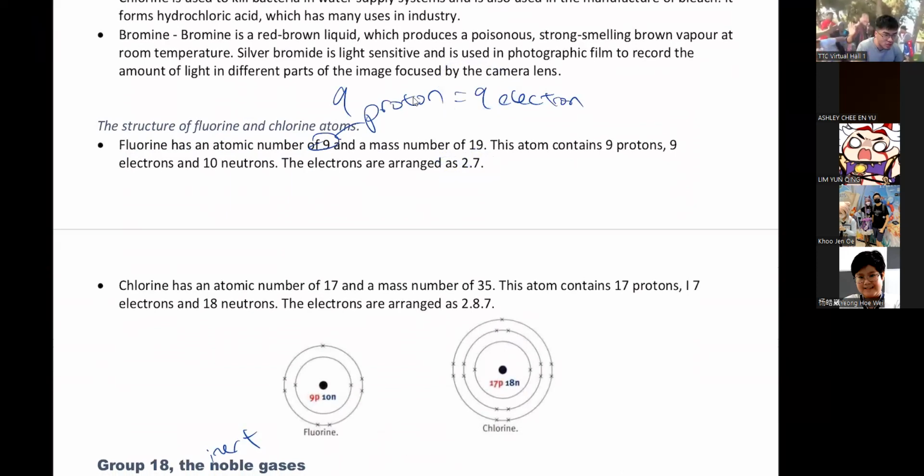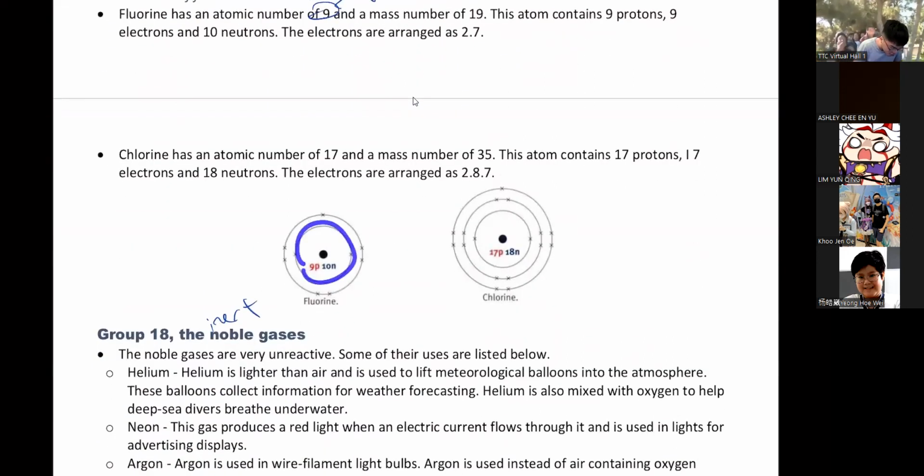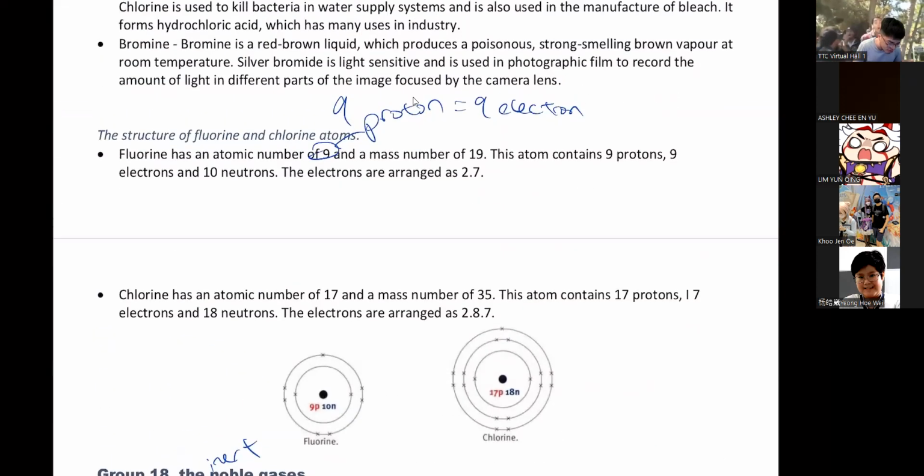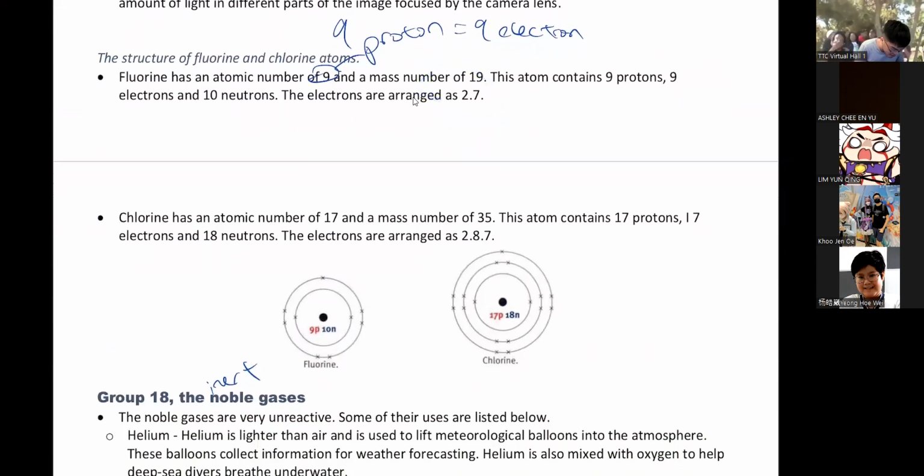Remember I talked about this last week. First shell can put 2. Second shell can put 8. But now they can only put 7 because 2 plus 7 is 9. 2加7是9嘛，这两个数字加起来一定要等于这个, because it's the number of electrons you arrange. So first layer can put 2, second layer can put 7. So you have 2.7. That's your fluorine.